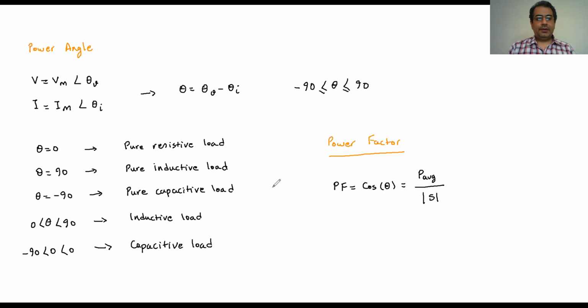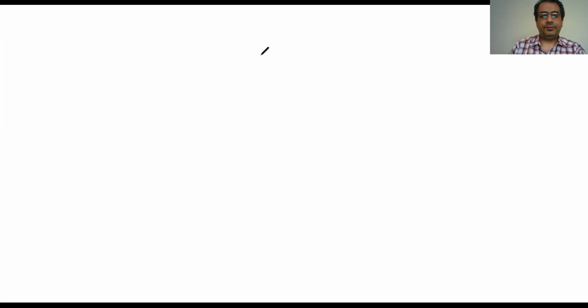Now that we have this, the next thing I will talk about is the power triangle. In the power triangle, we are going to visually show the average power related to the resistance, the power related to the inductance or the capacitance, and the apparent power in the system.